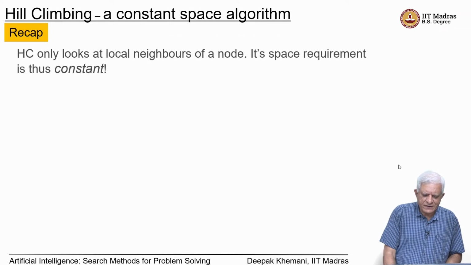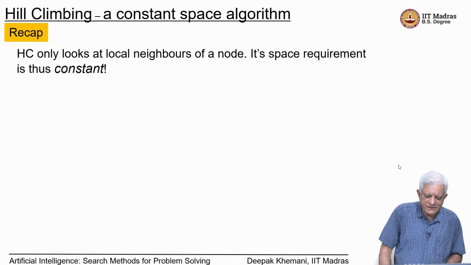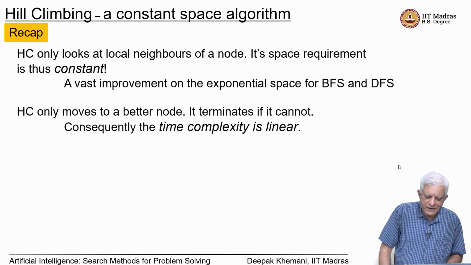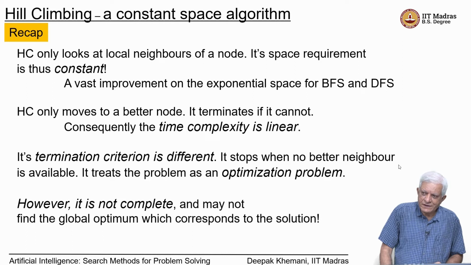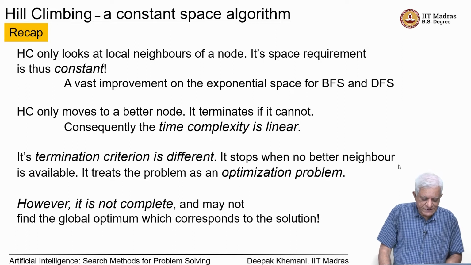It is a constant space algorithm. It only looks at its neighbors. It moves to a better node. If it cannot, then it terminates. So, time complexity is also good. Its termination criterion is different. It stops when it has reached what it thinks is the optimum. However, that may not be the global optimum that we are interested in.